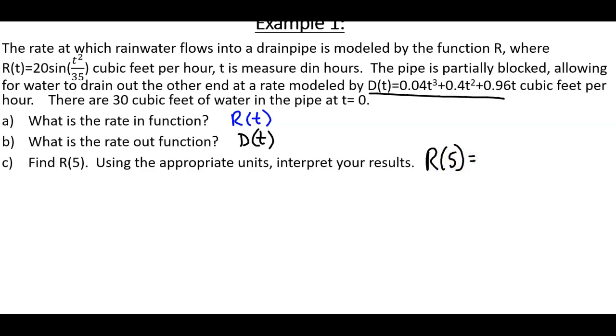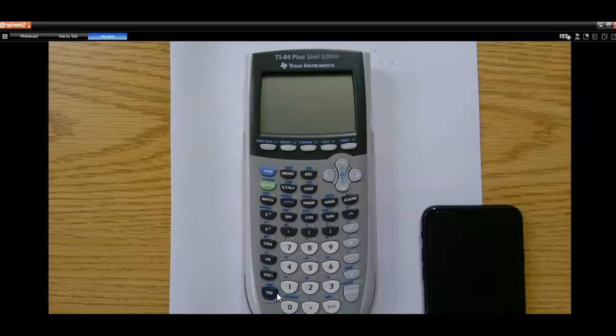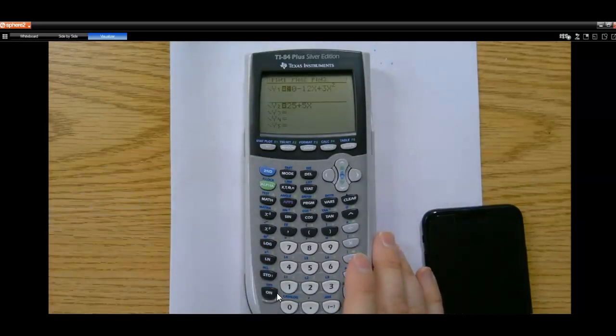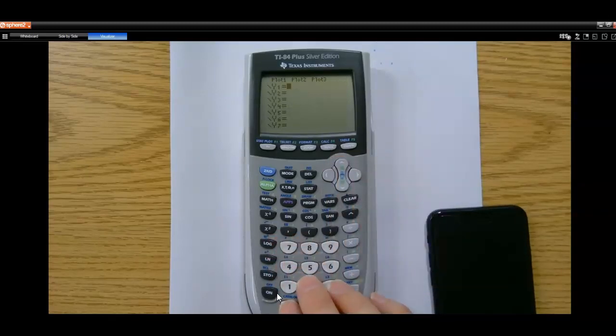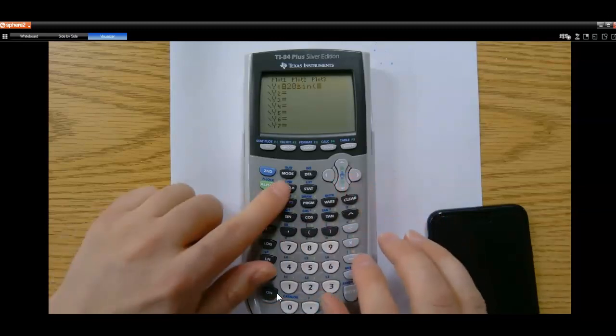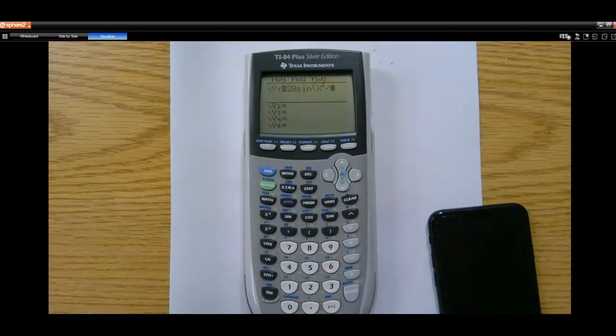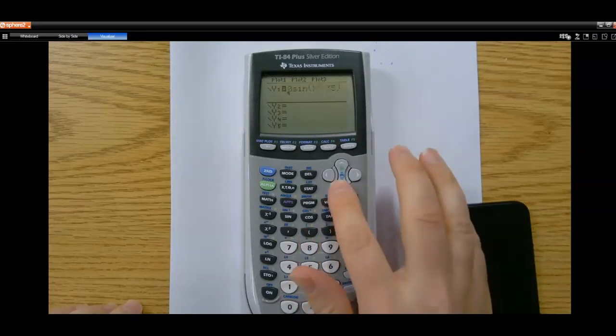R of 5 would mean we're just plugging 5 in. Okay, and now this is where we're going to start using our calculator a little bit. Like I said, most of unit 7 we're going to be using calculators. So the first thing I'm going to do is put my functions into my calculator here. I'm going to push y equals, and type in my two functions. My first function is the R function, and I believe that one was 20 sine of x squared divided by 35. There we go.